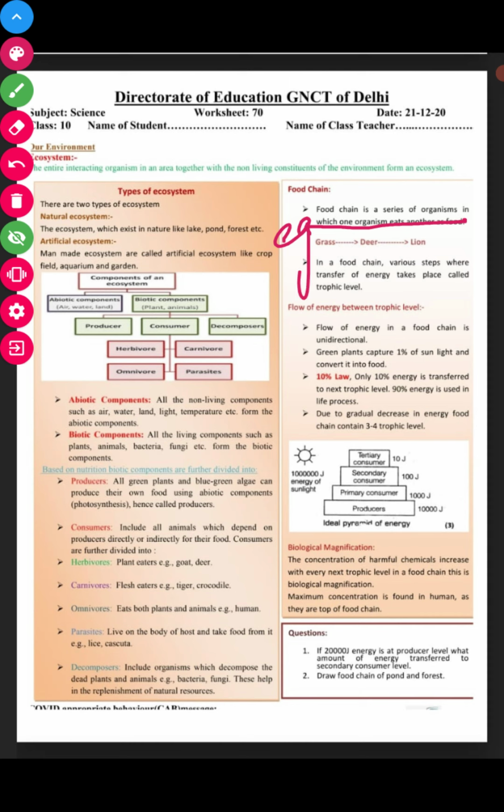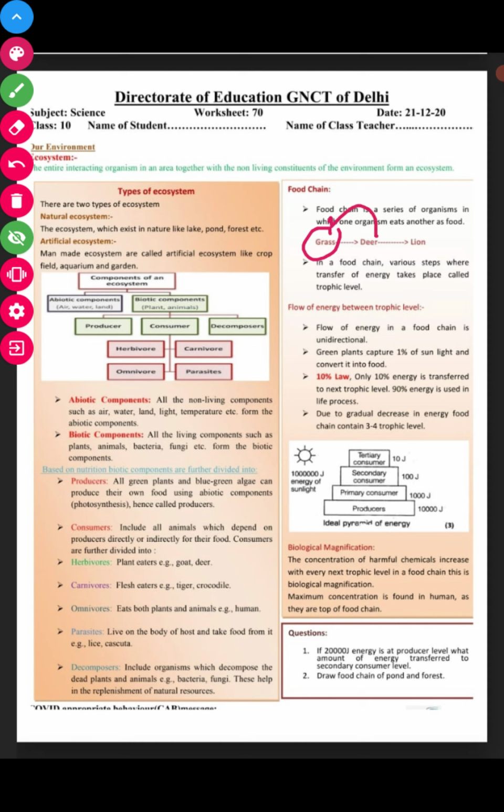They have shown you an example of grass, deer and lion. This food chain is a series of organisms. They all are organisms, and they depend upon one another for their food.